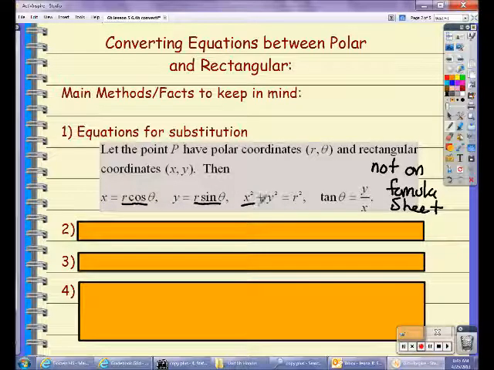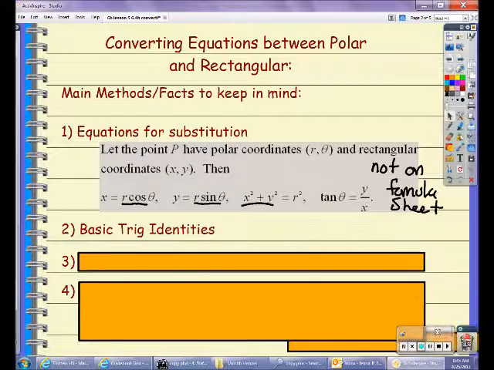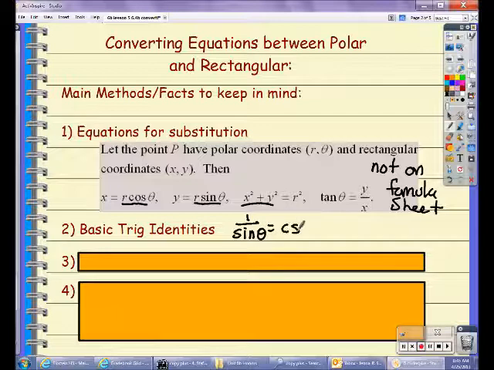So you want to create a situation where you have x squared plus y squared, so you can substitute in r. Create r sine theta, so you can substitute y, etc. Now how do you create those situations where you can have that substitution? Well, for one, you can use your basic trig identities, especially the reciprocal identities, such as 1 over sine theta equals cosecant theta, and 1 over cosine theta equals secant theta.